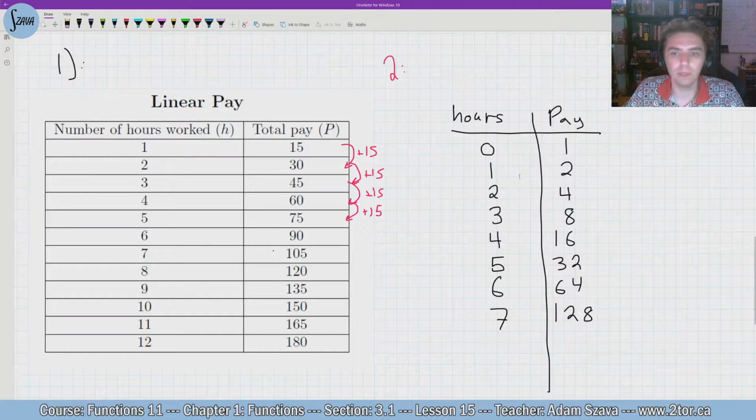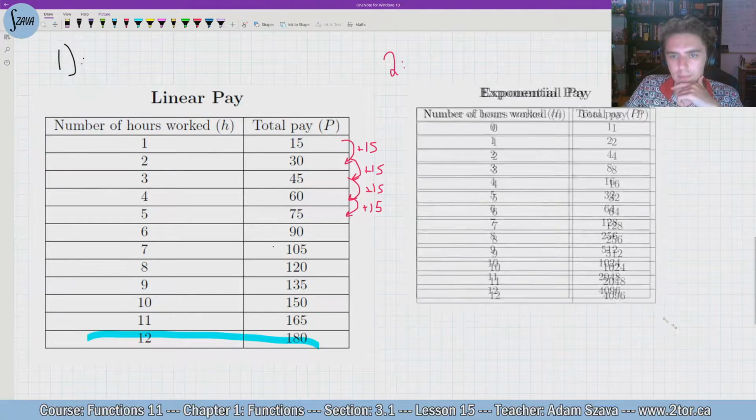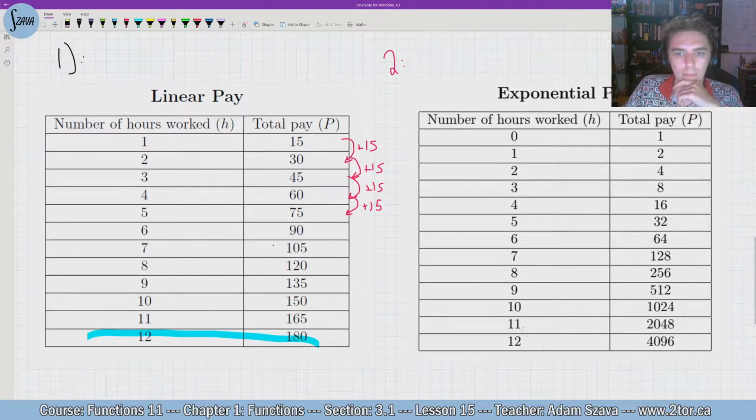So let me pull up a table for this one as well. Okay, and here is our exponential pay. So we have our nice table here. Again, just comparing the left side, which is our number of hours worked, which is our independent variable, to our dependent variable, which is our total pay. So let's answer our question. If you work 12 hours, what should you pick?